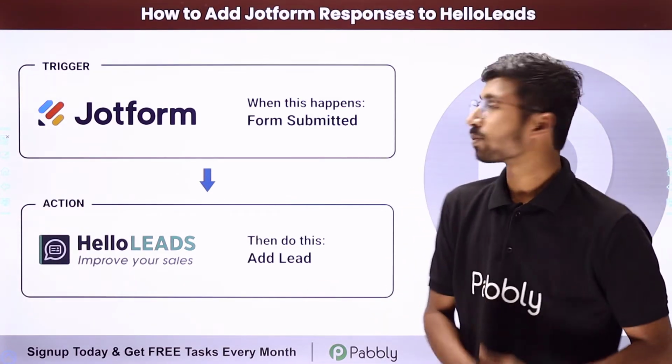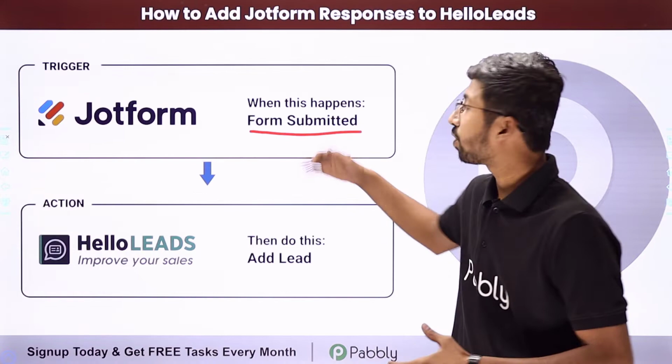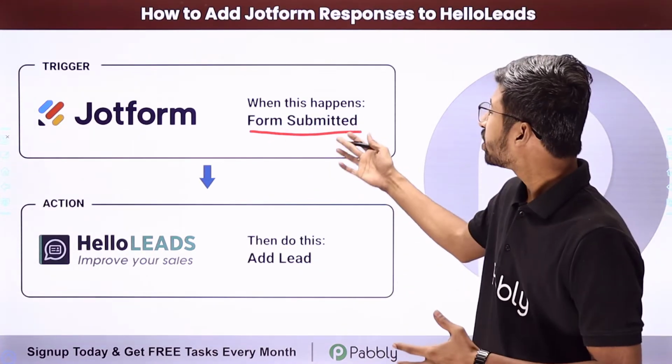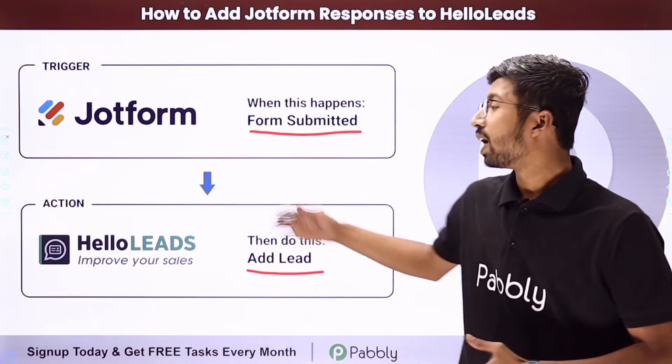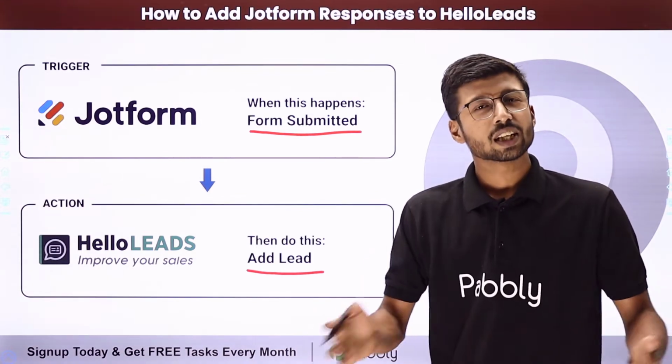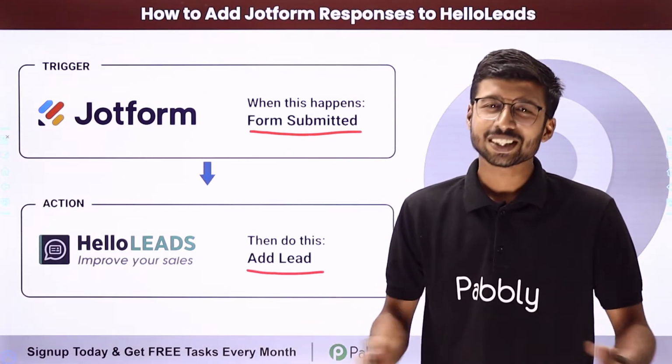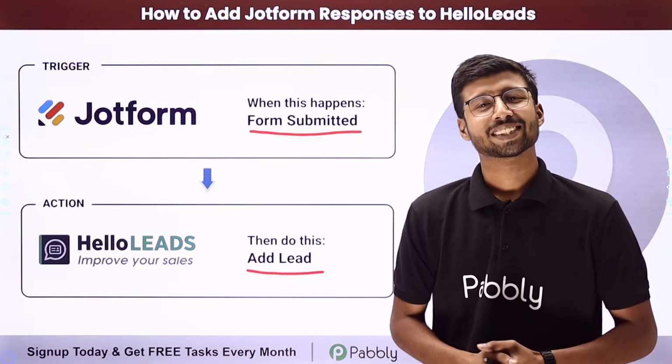So the trigger of this automation will be form submission in our Jotform and the action will be addition of the same user as a new lead in our HelloLeads account. So guys, how can you set this up? To know this, you have to come with me to my screen.